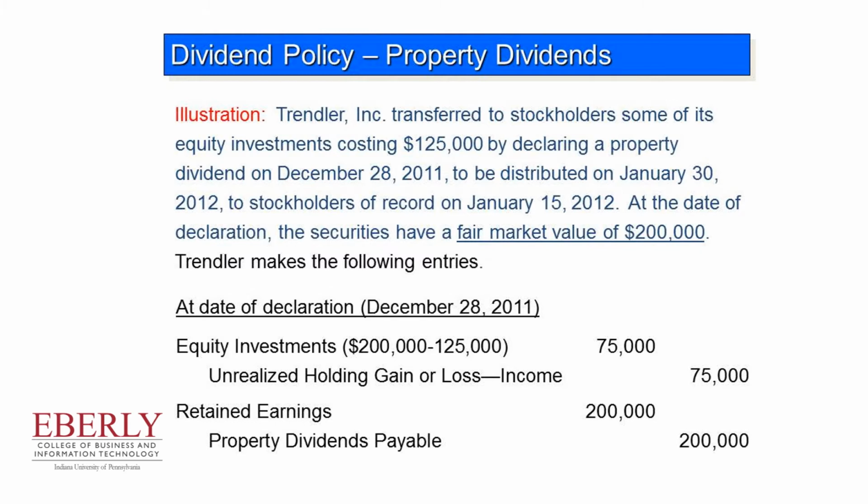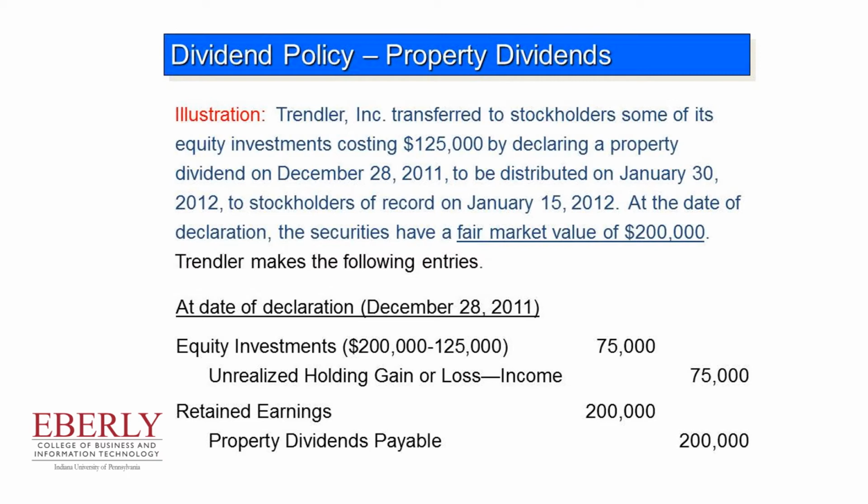So the date of declaration clearly is December 28, 2011. The date of record is January 15th, 2012. And the date of actual payment is January 30th, 2012. So let's see how we are going to work on this. We are also told that the securities that we are going to give out as dividends now have a fair market value of $200,000. Remember, the original cost was $125,000, but today, on the date of declaration, the value is $200,000.